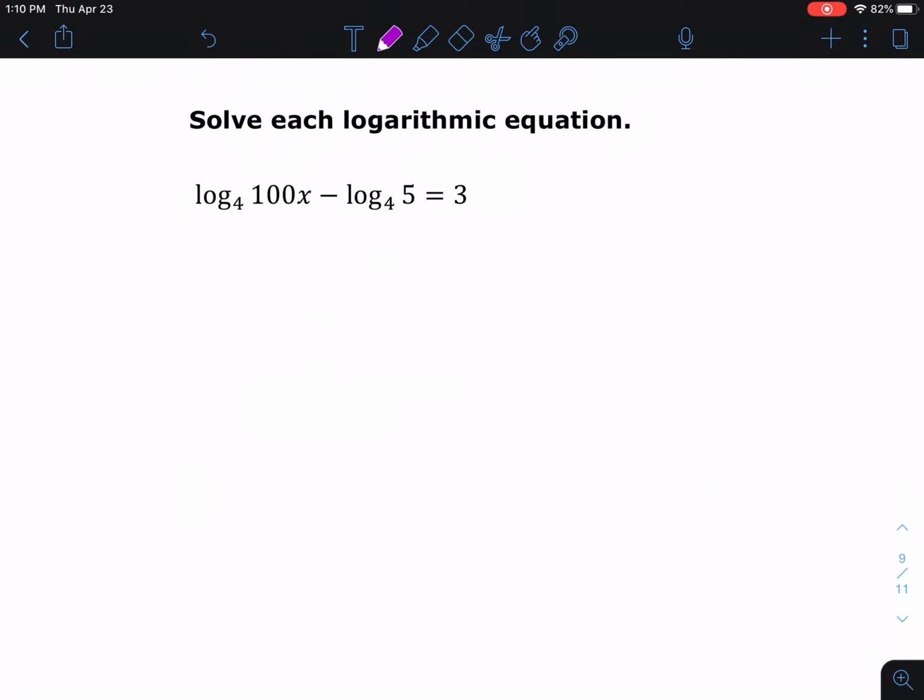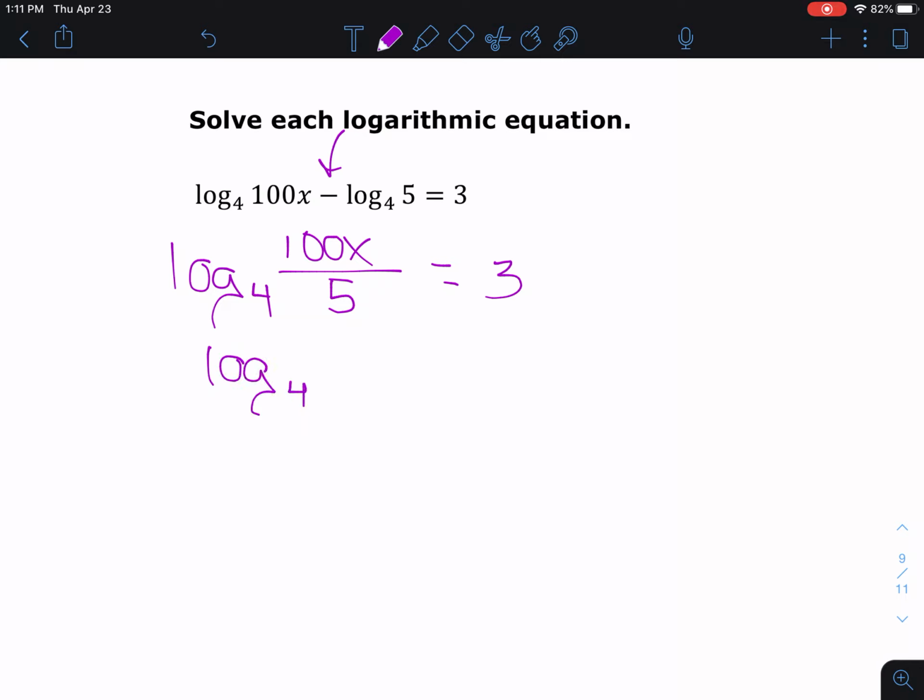Okay, so I can rewrite this. Let's try it here. Log base 4 of 100x divided by 5. Since we have a subtraction in between, remember the property up top says that we can end up dividing these two things. So I get this. So now I still need to simplify this 100x divided by 5. So that would be log base 4 of 20x equals 3. 100x divided by 5 is 20x.